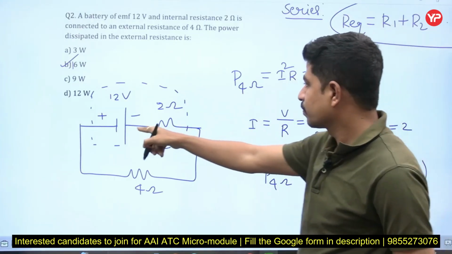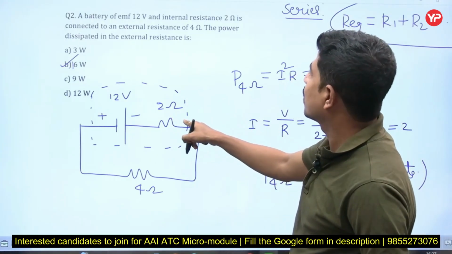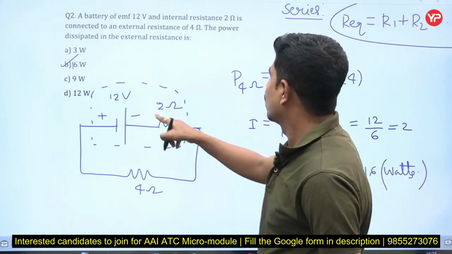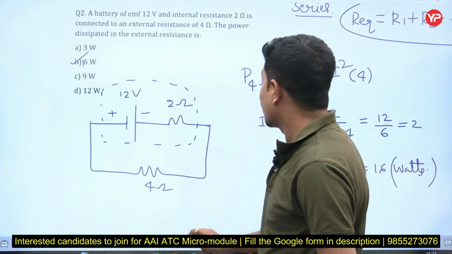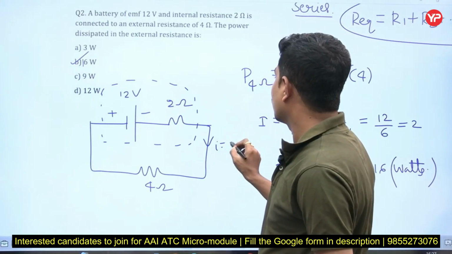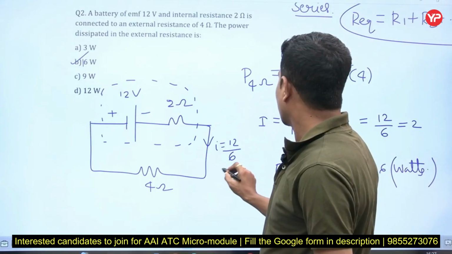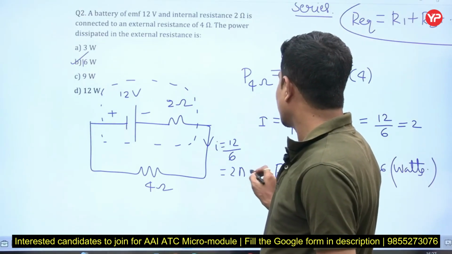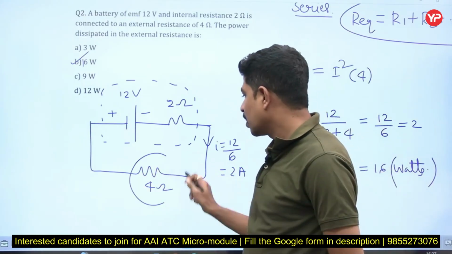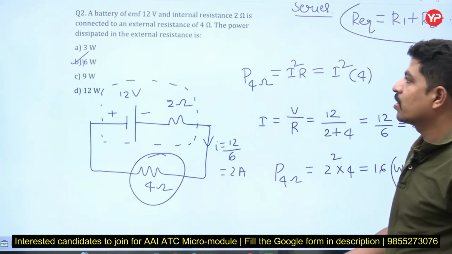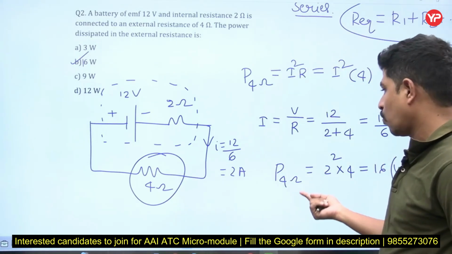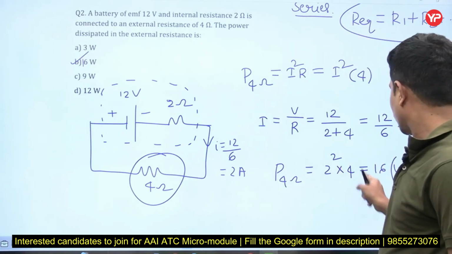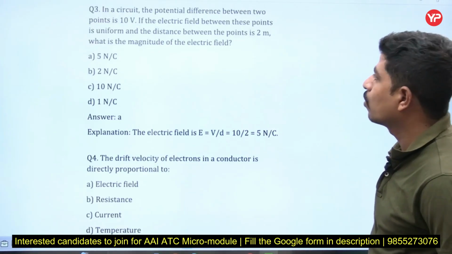Battery 12 volts, 2 ohms is the internal resistance, external is 4 ohms. Then current I is equal to V divided by R. 12 divided by 6 is 2 amperes. Very clear it is. So in this we want the power dissipated. I square is 2 square into R. 2 square is 4. 4 into 4 is 16. We are perfectly correct. No issues.